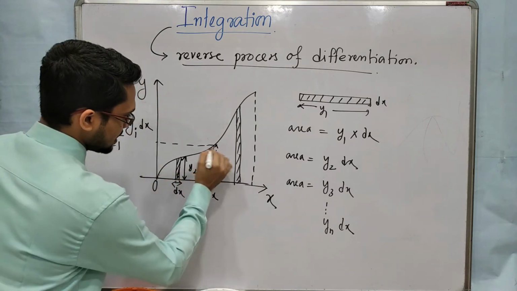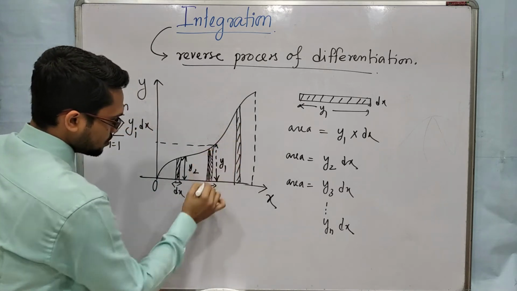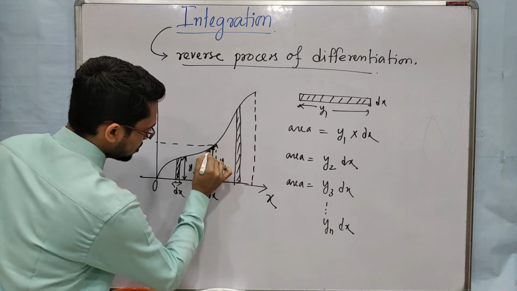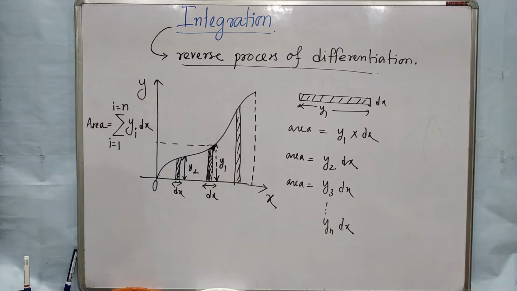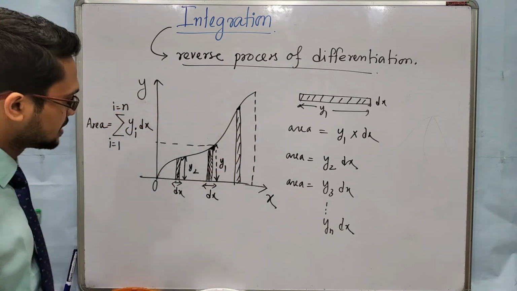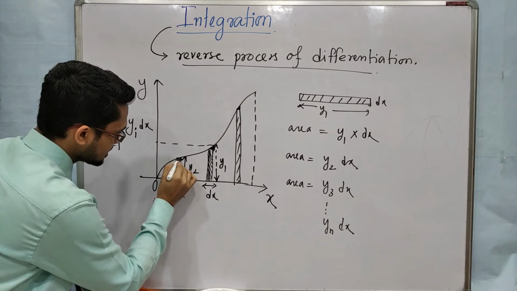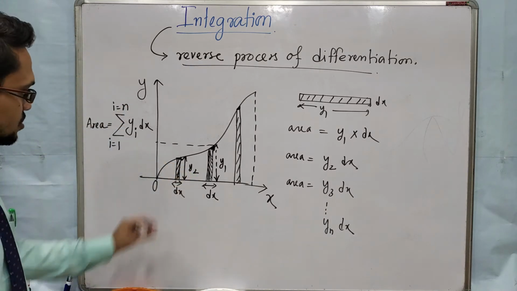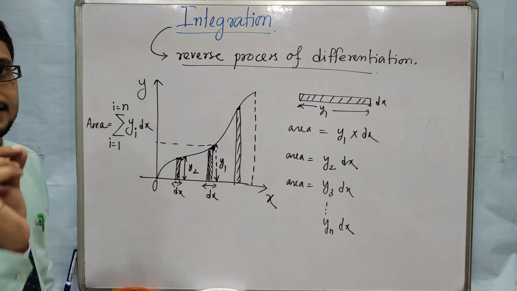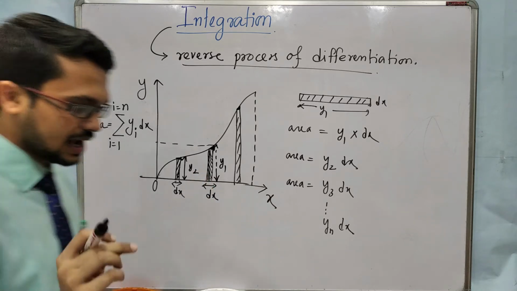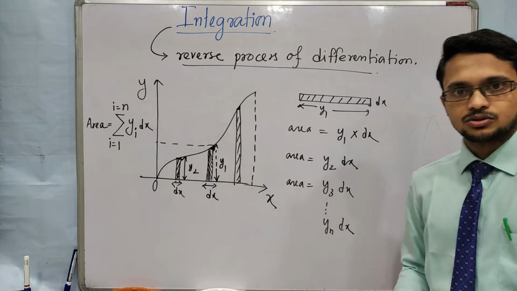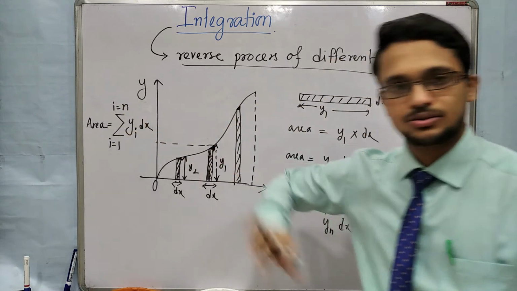Look at this strip, look at the small strip. So y1 dx, there is a small part left at the top, this small part. Here this small part is left. Here this small part is left. So in each small strip, a small part is left. So we have to count the small parts when we find the area. So we have to add them here also.